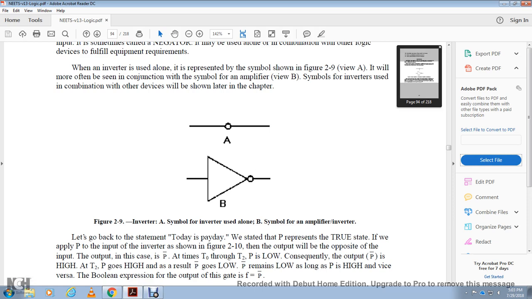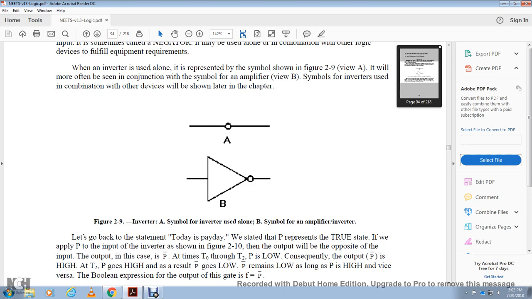Look at the statement for today. We state that P represents the true state. If we apply P to the inverter, shown in figure 2-10, the output is the opposite of the input. At time interval 0, P is low, and the output, P overscore, is high. At time interval 2, P goes high and the result, P overscore, goes low. P overscore remains low as long as P is high, and vice versa.